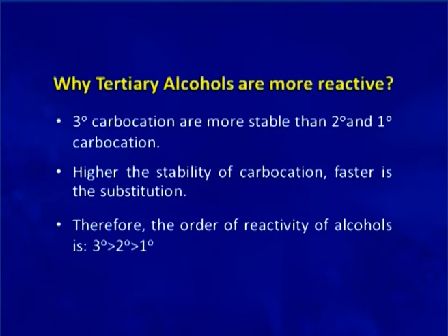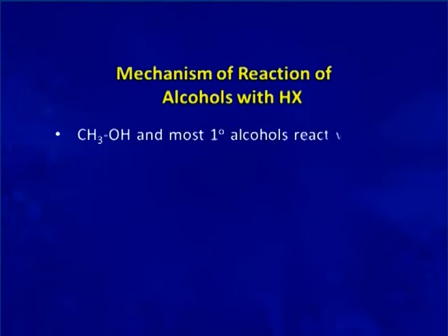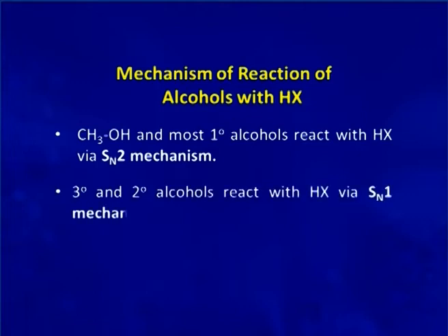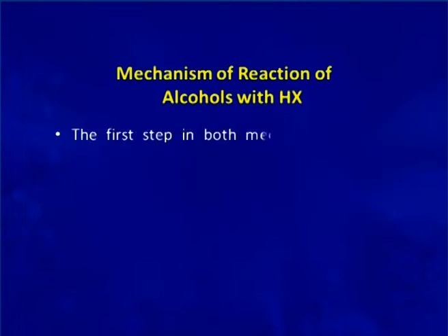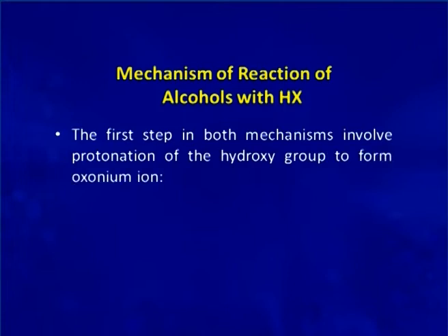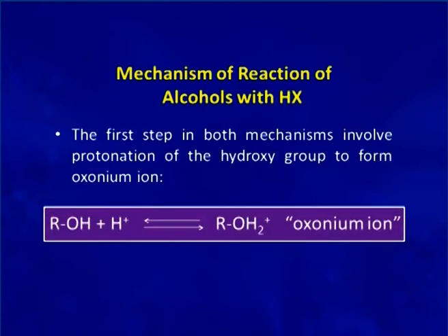We can elaborate more upon the mechanism in this way, that methyl alcohol and most primary alcohols react with hydrogen halide via SN2 mechanism, whereas secondary and tertiary alcohols react with hydrogen halides via SN1 mechanism. In both the mechanisms SN1 and SN2, the first step is the protonation, that is acid reacts with alcohol to form oxonium ion.